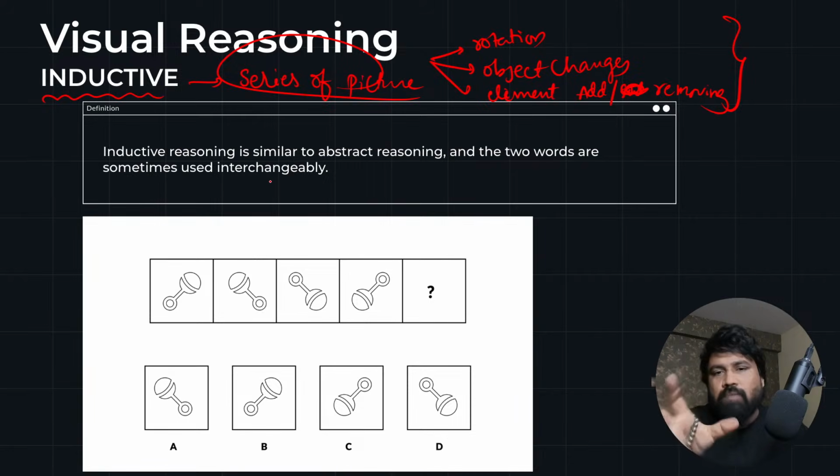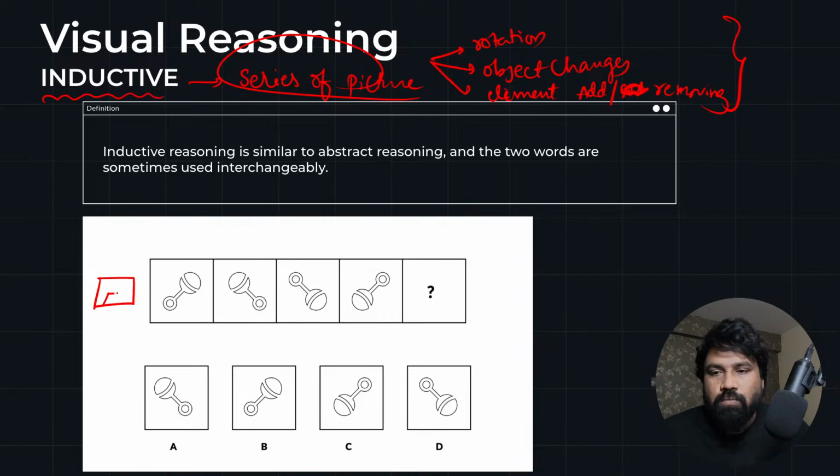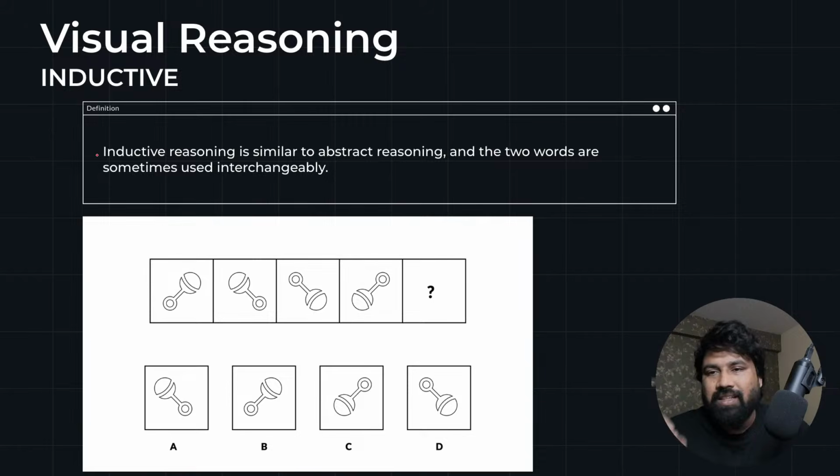Either they will rotate the same object or they will change the object. For example, in one figure they will give you a 3-sided figure, next 4 sides, next 5 sides, next 6 sides. Or for example, they will give you a home. In the next picture, they will construct the roof. And in the next picture, they will put a plant. So just one additional element they will add or remove. So object changes, or element insertion and removal. All these things you need to take care of in inductive reasoning.